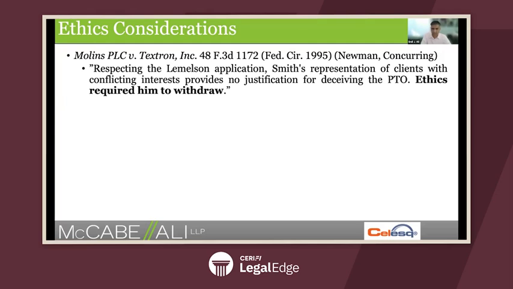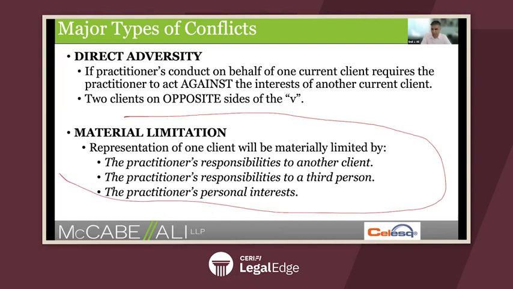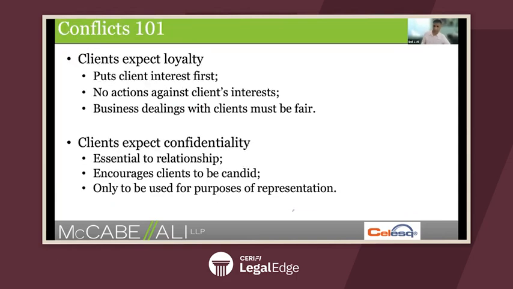In terms of different types of conflicts, I think it's helpful for you to understand that in patent and trademark law, unlike litigation, we don't generally have direct adversity. Instead, we generally have material limitation conflicts, where your responsibilities to another client, a third person, or personal interest would materially limit another client. And specifically, we want to make sure that we deal with those conflicts before they become a conflict or as soon as they come to our attention. Right? Clients want loyalty, they want confidentiality.